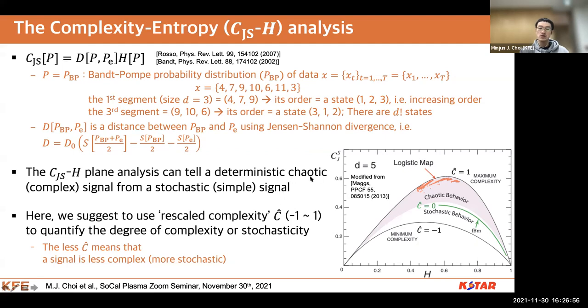And following this work, we suggest to use the rescaled complexity to quantify the degree of complexity or stochasticity. Here, the rescaled complexity is to use this method more conveniently. For example, I rescaled this complexity value to be 1 under this maximum complexity line, 0 under this boundary, and -1 for this minimum complexity line. So I just rescale this value with these three lines. And the lower rescaled complexity means that the signal is less complex or more stochastic, or it is closer to the minimum boundary.